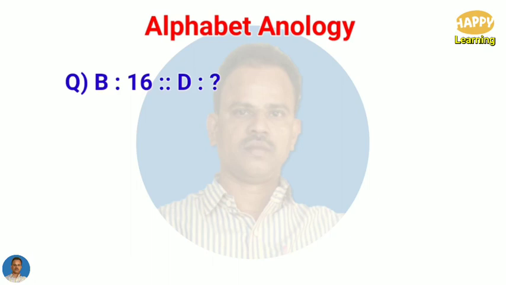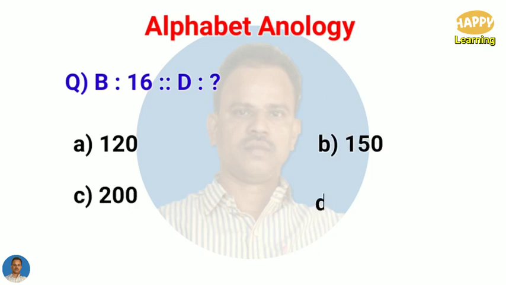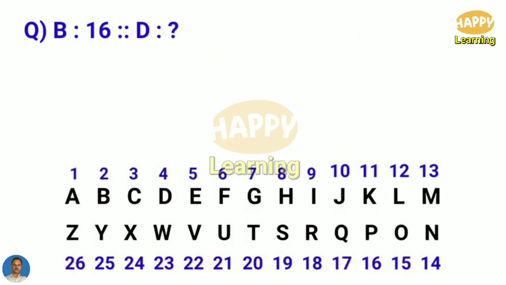B is related to 16 in the same way D is related to dash, and the options are 120, 150, 200, 256. See, B is related to 16. What is the code for B? B is coded as 2. And what is the relation between 2 and 16? 2 2s are 4, 4 2s are 8, 8 2s are 16. So 2 power 4, code for B is 2 and that power 4 is 16.